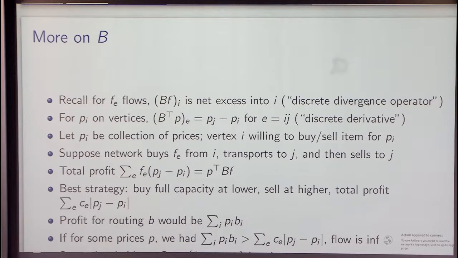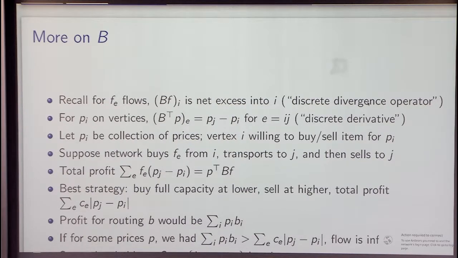On the other hand, what is B transpose? If I have some function Pi defined on the vertices, B transpose Pi on an edge is basically the difference of Pi over that edge. So it's like a discrete derivative operator.